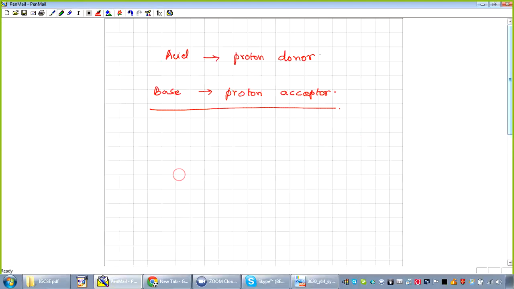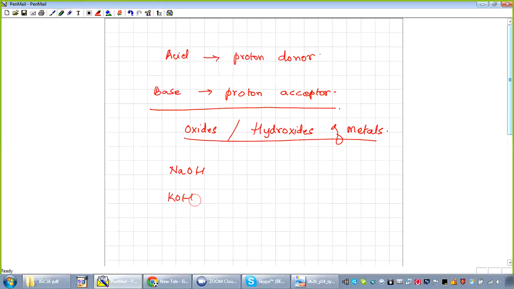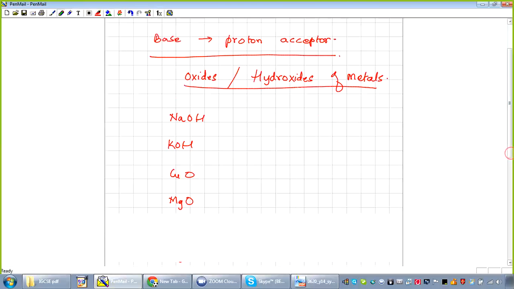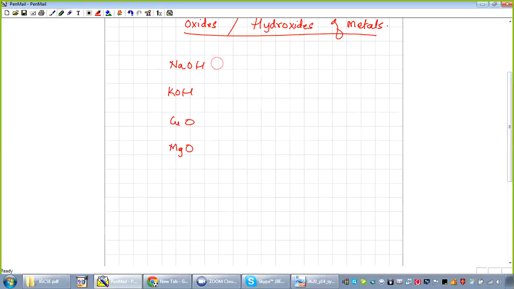Let's consider a few examples. I'm going to consider some oxides as well as hydroxides of metals. I'll take the first example, hydroxide, oxide.